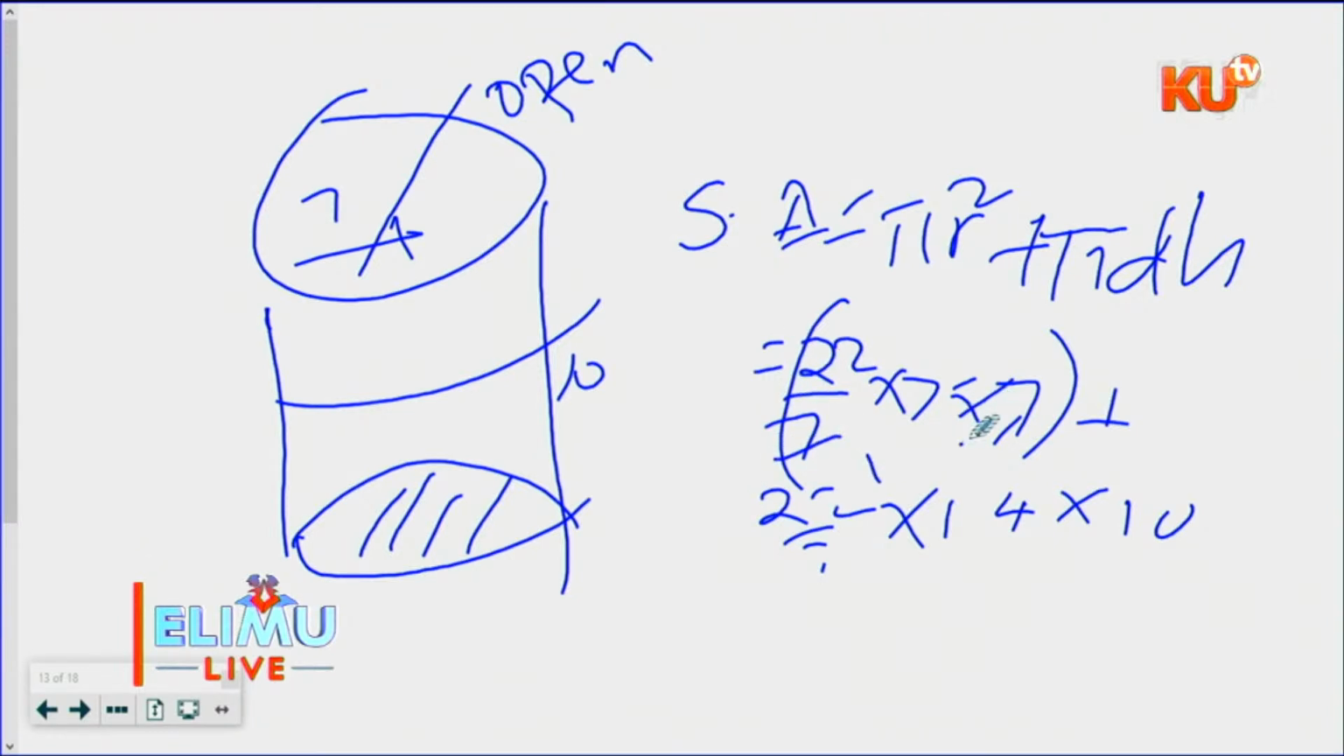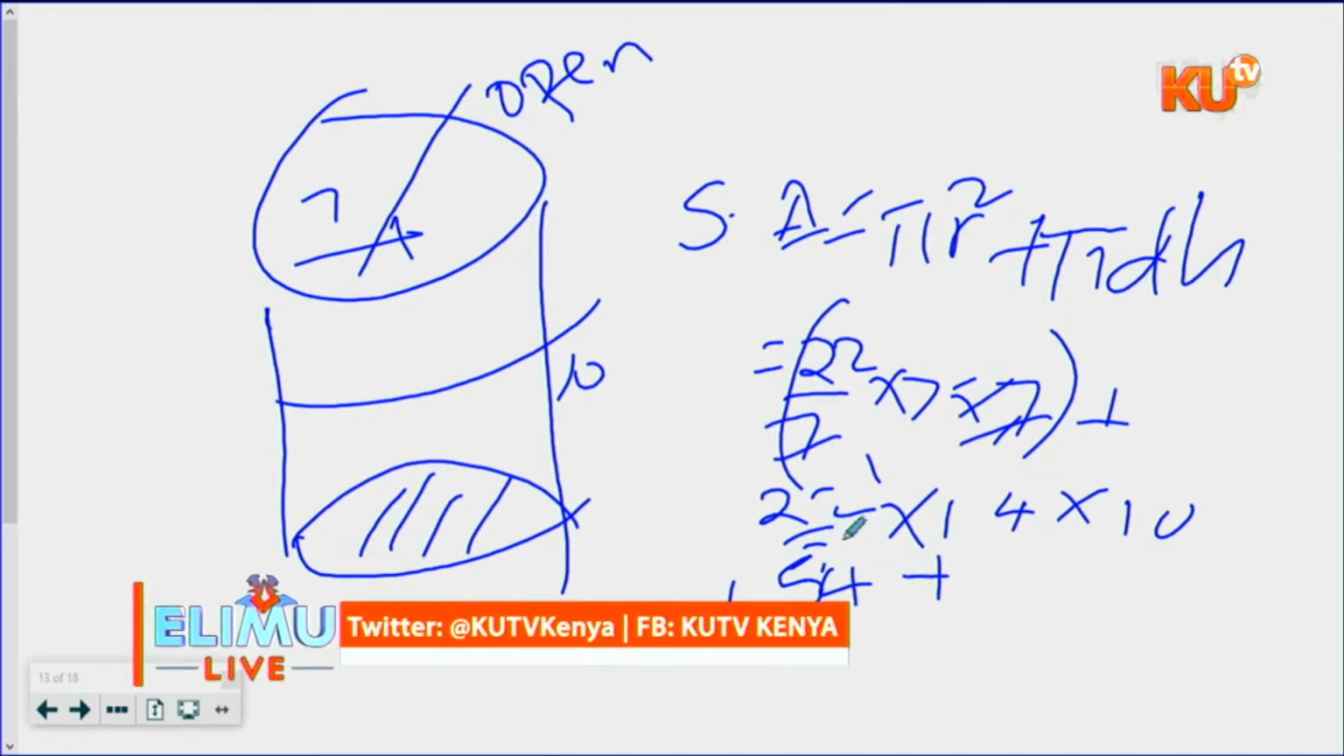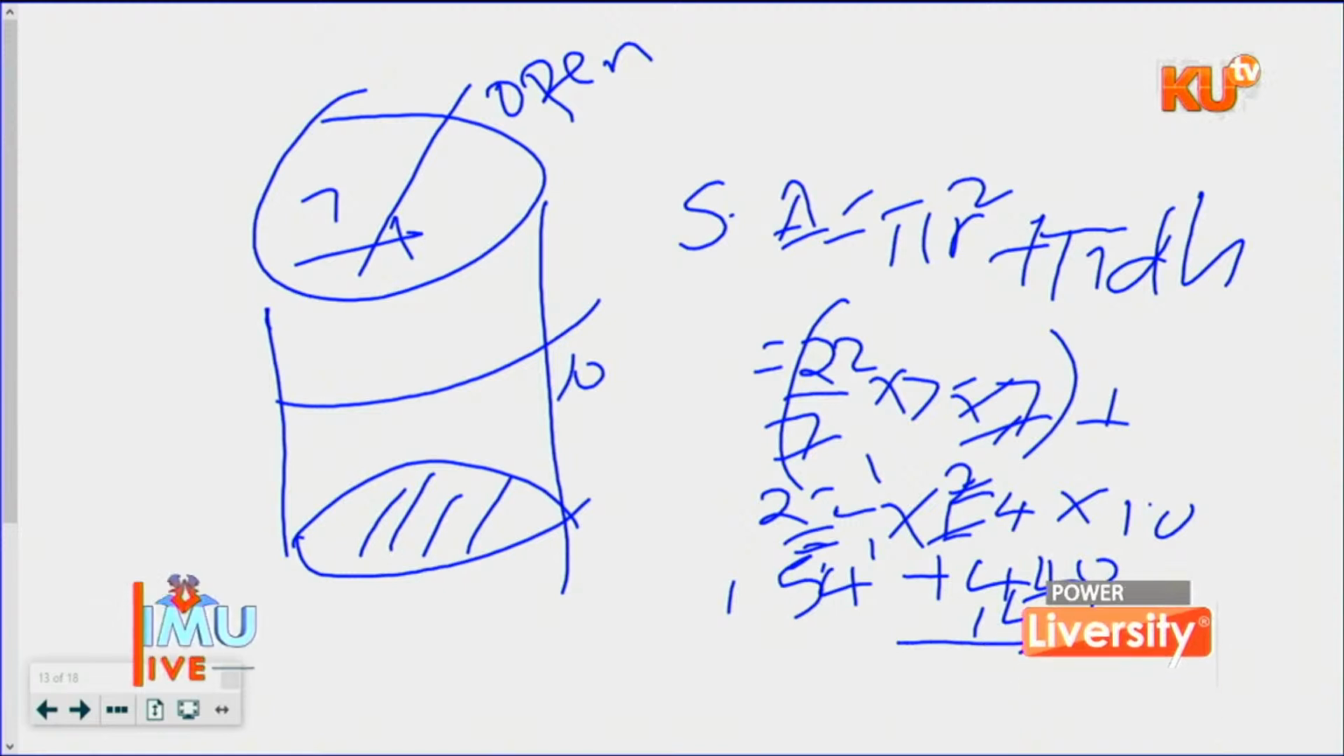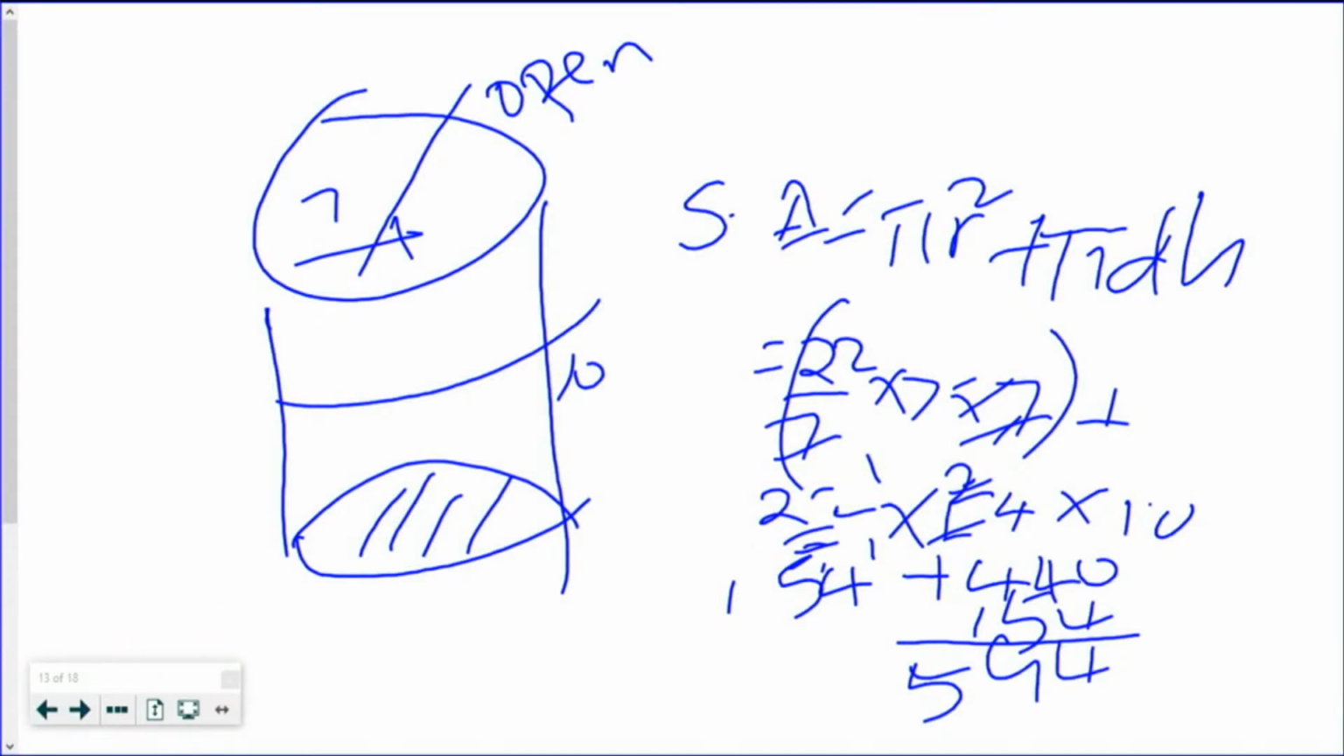Here 1, here 1. So 7 times 22 is 154, plus, for this one, 7 here 1, 7 here 2. 22 times 2 is 44. 44 times 10 is 440. So we put these two together here, 154 plus 440, that is 594. That is when it is open.